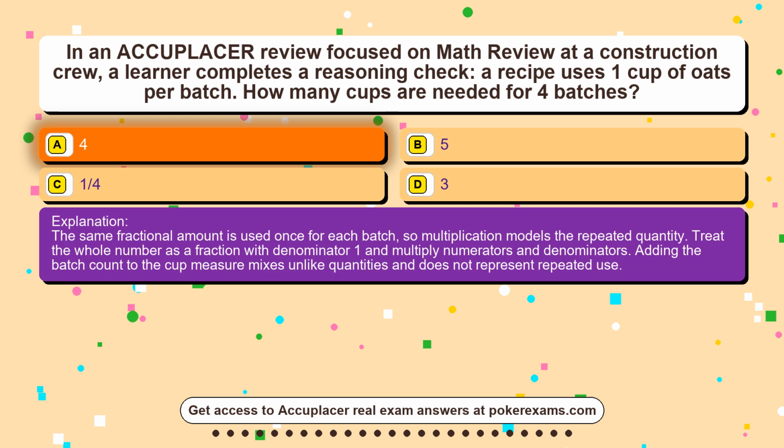The same fractional amount is used once for each batch, so multiplication models the repeated quantity. Treat the whole number as a fraction with denominator 1 and multiply numerators and denominators. Adding the batch count to the cup measure mixes unlike quantities and does not represent repeated use.